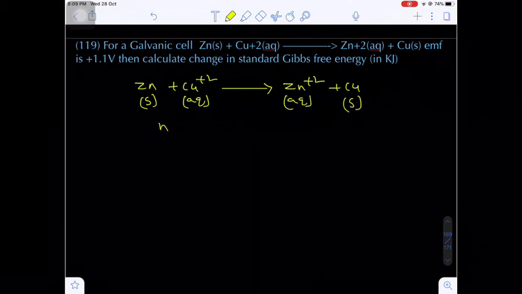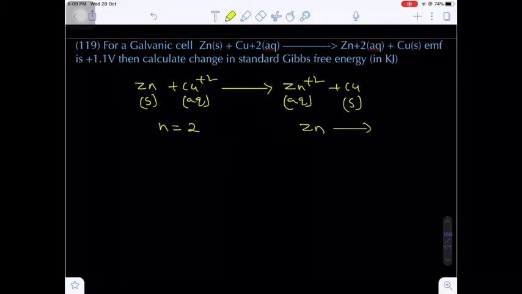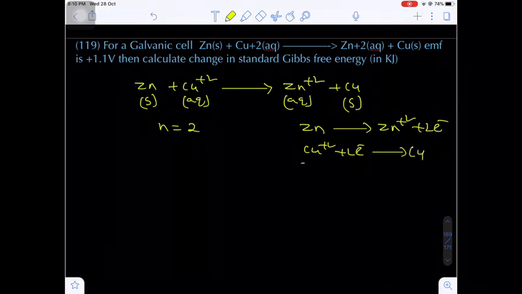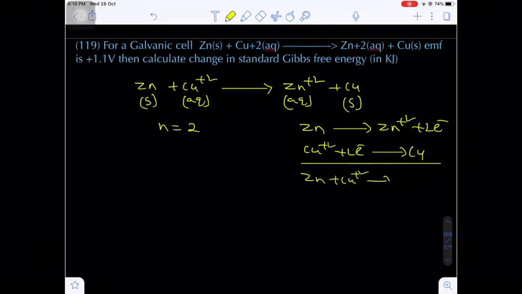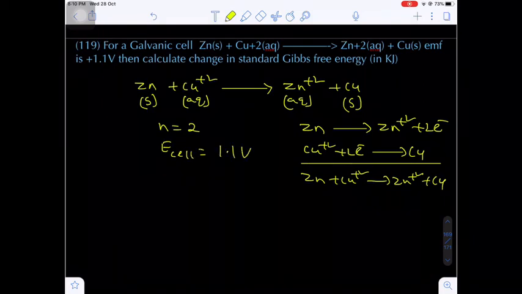How many electrons are exchanging here? 2 electrons are exchanging here, because zinc loses 2 electrons. Zinc undergoes oxidation to Zn plus 2 by loss of 2 electrons, whereas the copper plus 2 ion accepts the 2 electrons to give metallic copper. Yes or no? So the overall net reaction will be Zn plus Cu plus 2 gives Zn plus 2 plus Cu. So overall 2 electrons are involved in this reaction. And the cell potential given here for the galvanic cell is 1.1 volts.